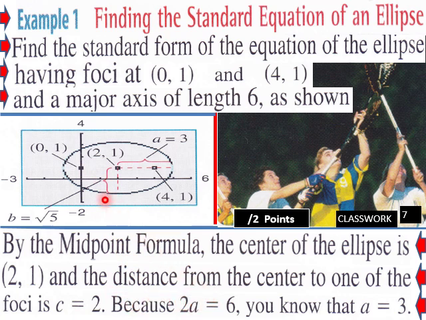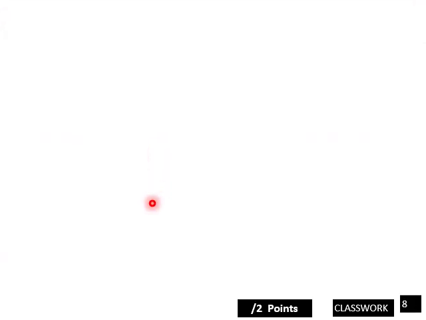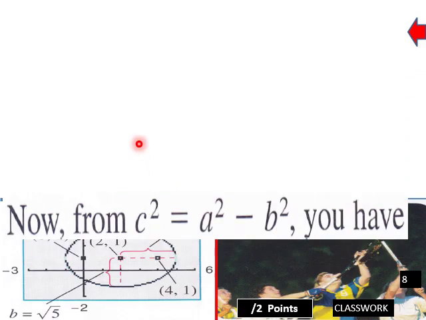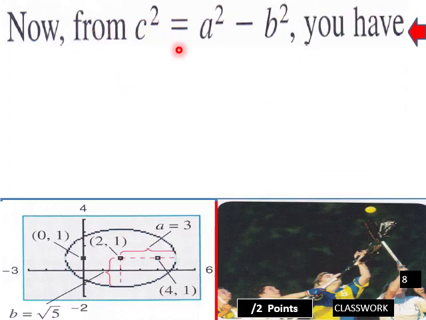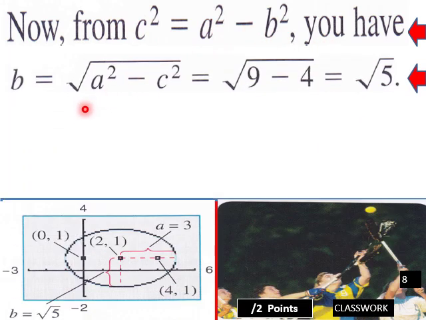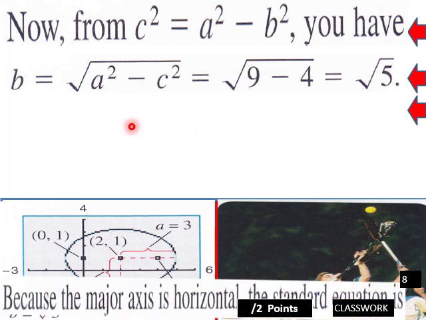Because 2a equals 6, you know that a equals 3. So this would be an a of 3, and this goes back this way for 3 as well. Okay, so far so good. Now from c squared equals a squared minus b squared, plug in our values. b would equal the radical of a squared minus c squared, which is 9 minus 4, the square root of 5. That would be our b.